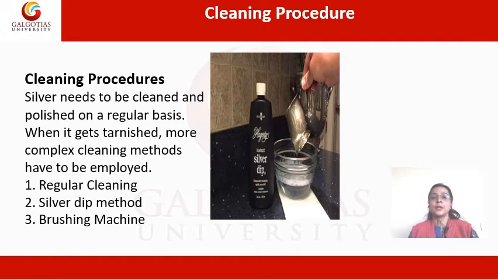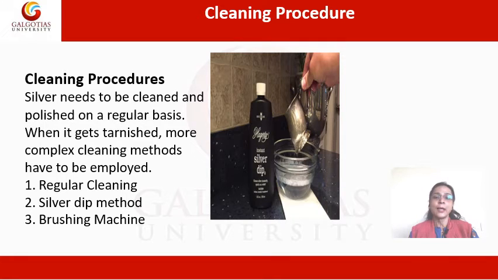Cleaning procedure. Since we are through with the definition of silver, what it is, where it is found, and the various kinds of silver, now we discuss the cleaning procedure. To maintain silver, we have three different methods. One is regular cleaning, the second is the silver dip method, and the third is the brushing machine.